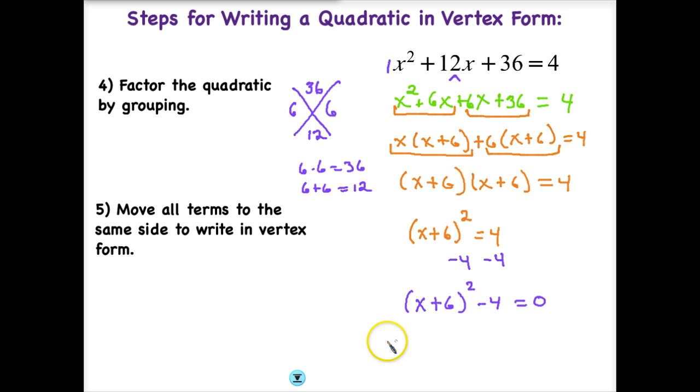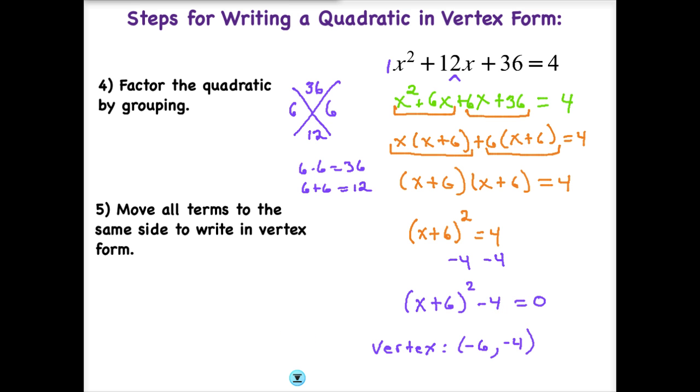And I can look at this now and I can pick out my vertex in case I wanted to graph it. And my vertex would be opposite of 6 here, so we have negative 6. And then we have negative 4 as our y, and that's our vertex if we were to graph this.